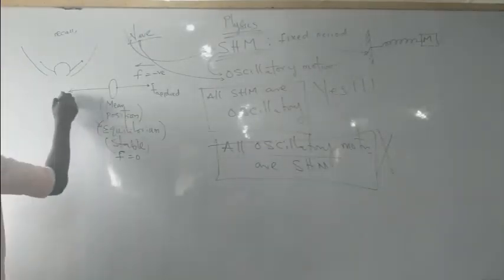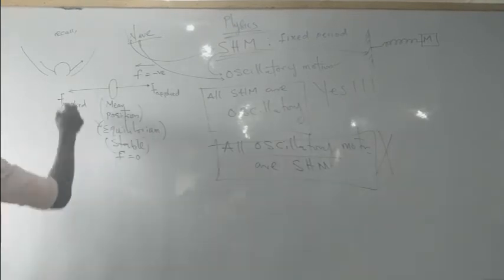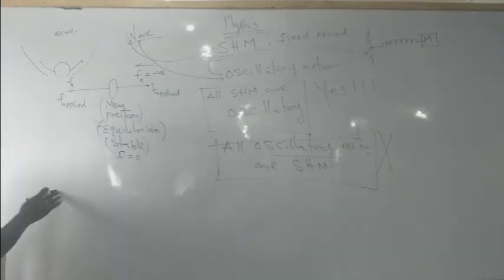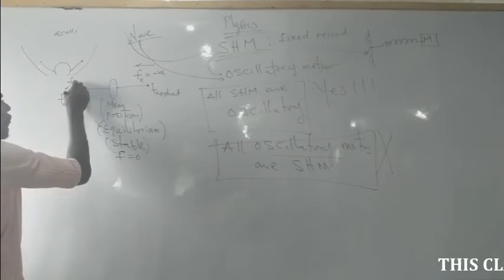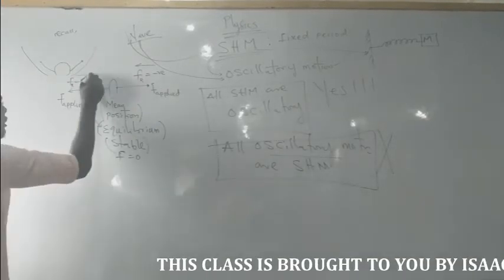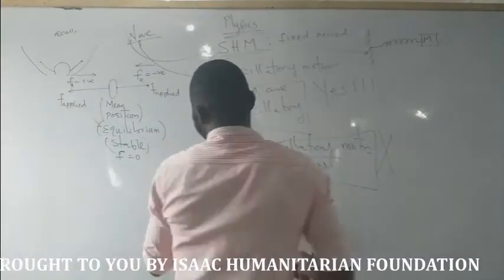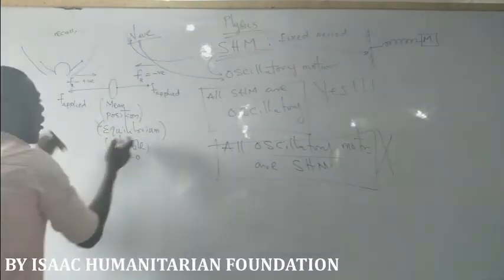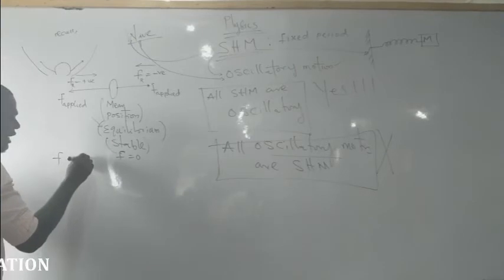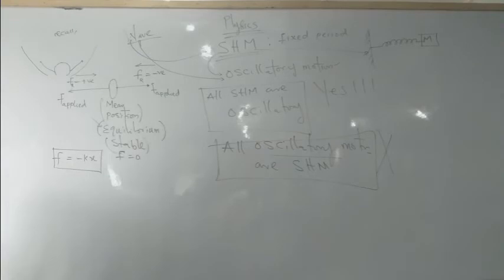Okay? So we have, first, the force applied. Then we have the restoring force, or conservative force. The restoring force will be positive, take note, opposing the applied force. So from here we can deduce that F is equal to minus Kx.